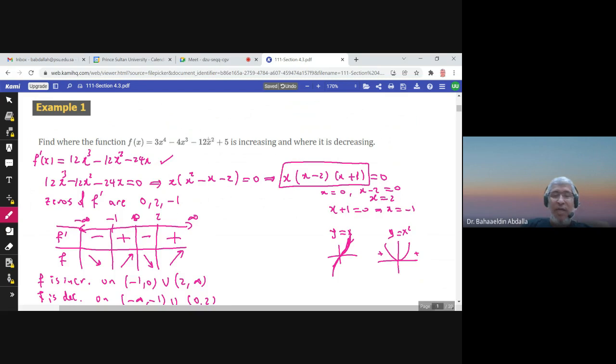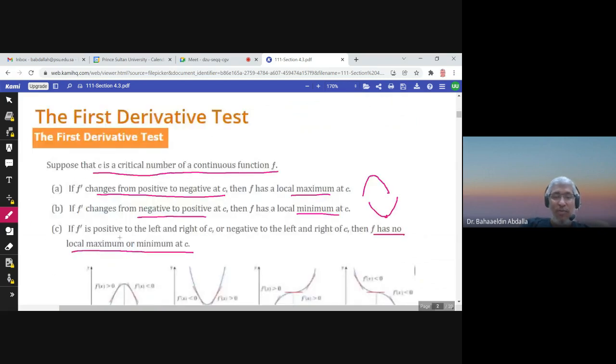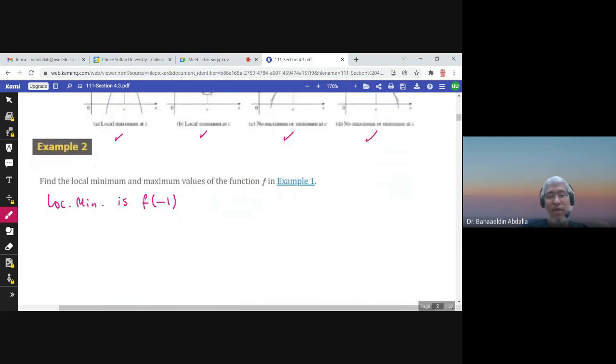So 3 times -1 to the power 4 minus 4 times -1 to the power 3 minus 12 times -1 to the power 2 plus 5. The answer is 0. So f of -1, which is 0, is the local minimum. So this is the local minimum.